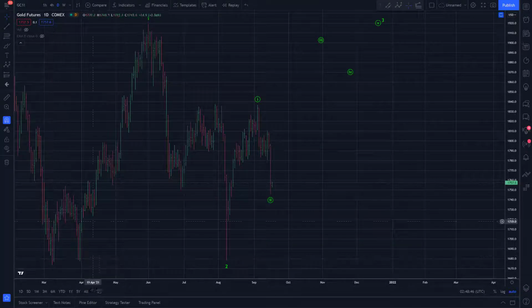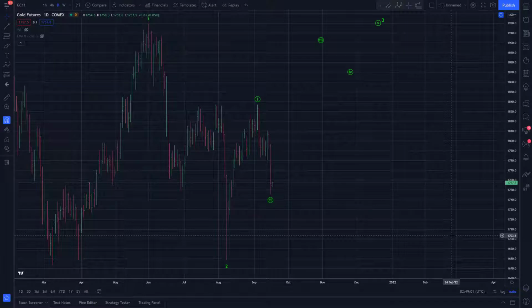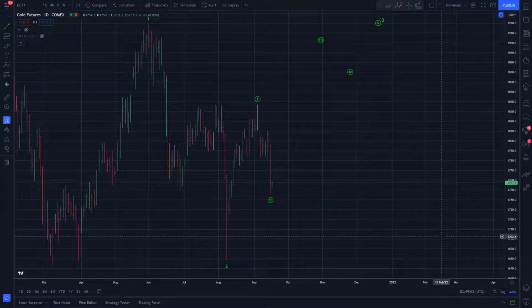And I do like it. We got five up, three down, and then what appears to be another five up and another three down. So really expecting another five up, of multiple degrees at this point, as long as these lows hold. So yeah, that's all I really want to point out.